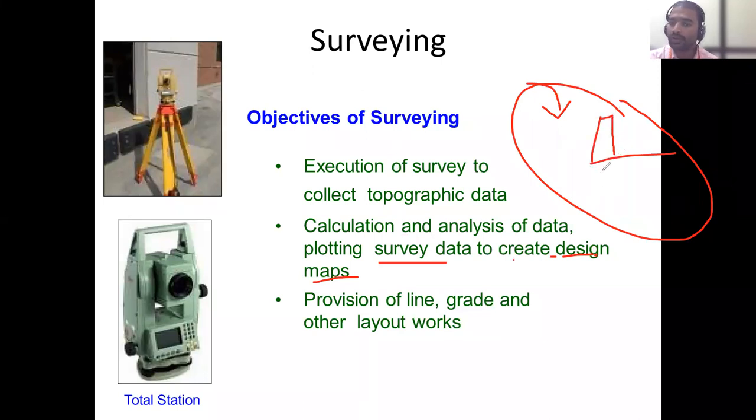So how to construct? First we have to go there, we have to do the survey work, we have to get the survey data. वो survey data लेके हमने design करने का. Provision of line and grade and other layout work. See, if there is a water dam, from this dam से इधर से हमने वाटर ट्रीटमेंट प्लांट WTP को पानी लेके आने का.